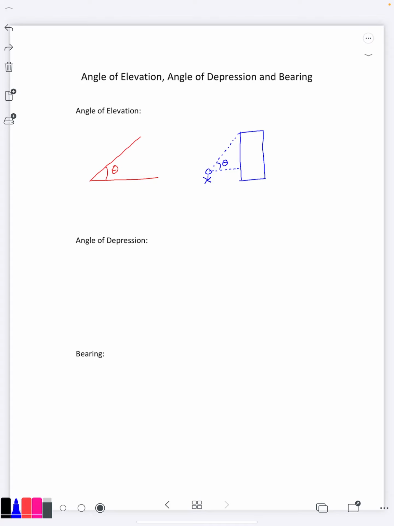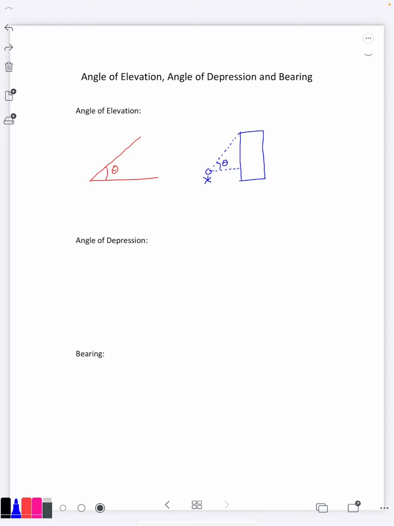So whenever you're looking at a word problem that's talking about angle of elevation, you want to draw a picture like this. You want to draw a straight out horizontal line from whatever your starting point is, and then you draw the angle they tell you going upwards from that starting horizontal line.